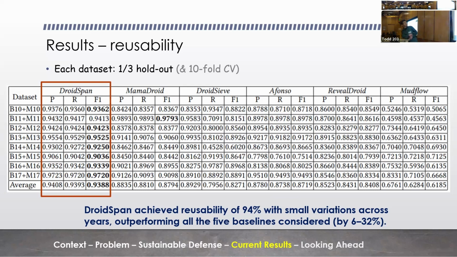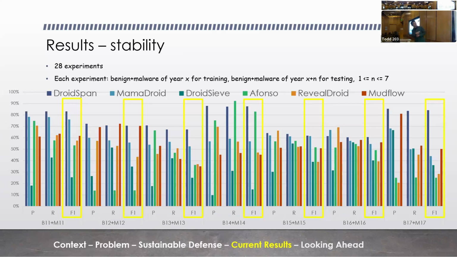So this is actually about reusability. We use the samples in one year's data set to train the model, and then test the model against the apps in that same year. That is the reusability, and then we look at the stability. In stability, what we do is this. Let me explain how to read this result. You don't have to understand all of this. If you understand one of these bars, you can understand all the rest.